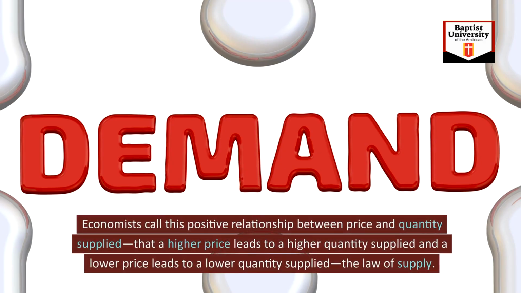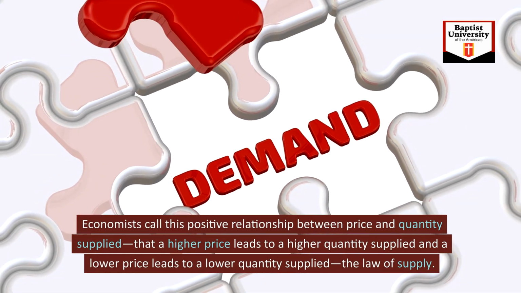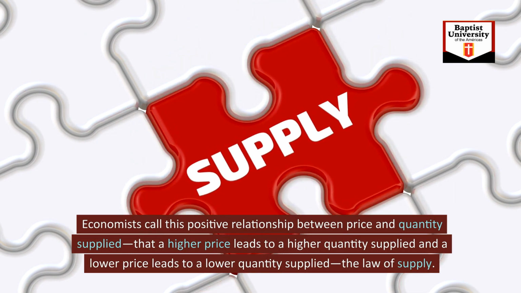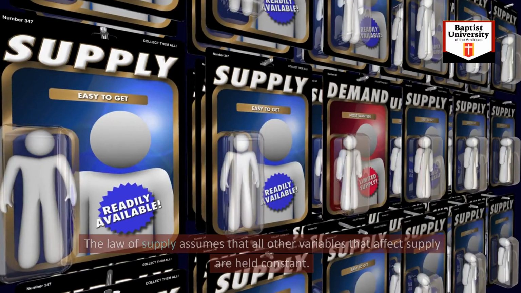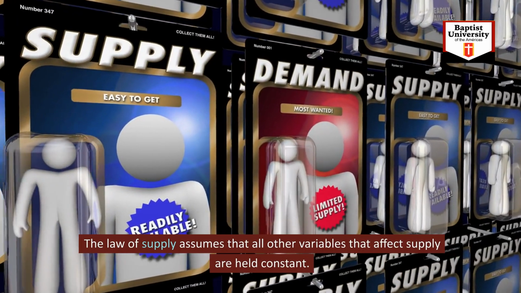Economists call this positive relationship between price and quantity supplied, that a higher price leads to a higher quantity supplied and a lower price leads to a lower quantity supplied, the law of supply. The law of supply assumes that all other variables that affect supply are held constant.